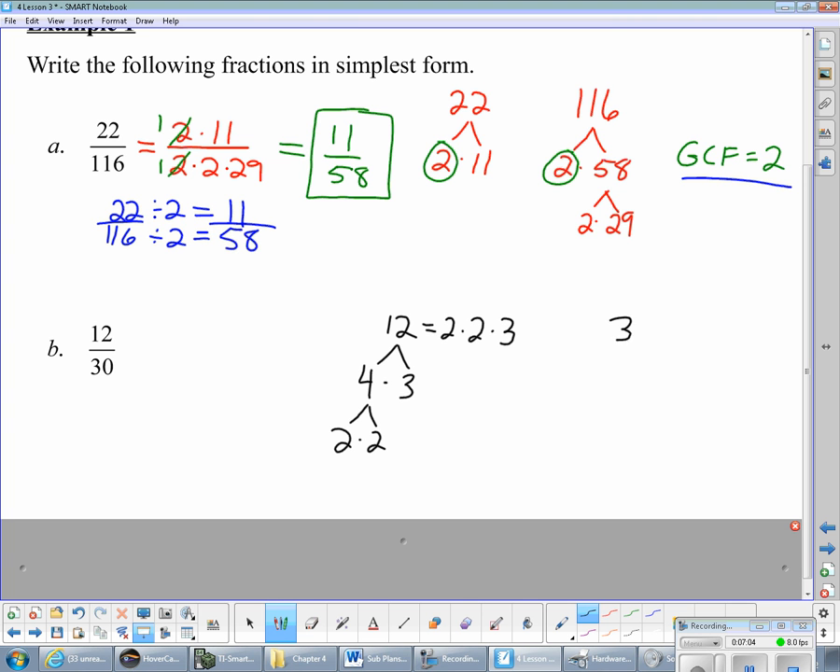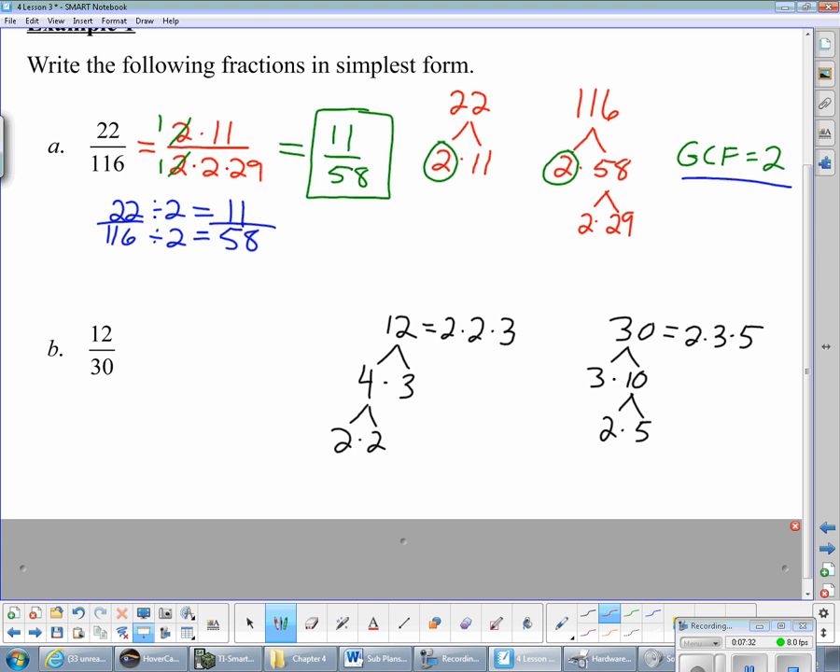And then we do the same thing with 30. 30 is 3 times 10, and again, you could do a couple different things. If you knew that 30 was 6 times 5, you could go that way. We'll get the same factors because every number has a unique prime factorization. The factors of 10 would be 2 and 5. And so the prime factorization of 30 is 2 times 3 times 5.